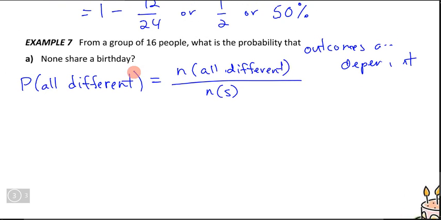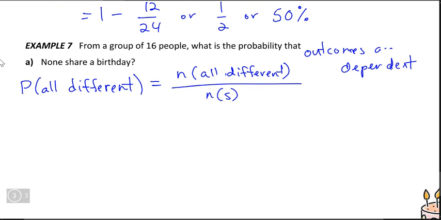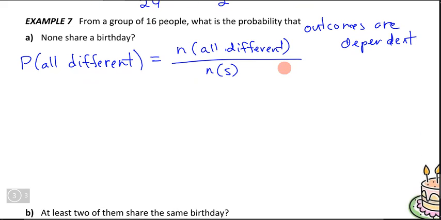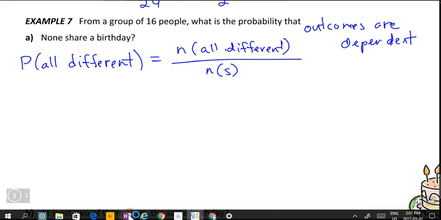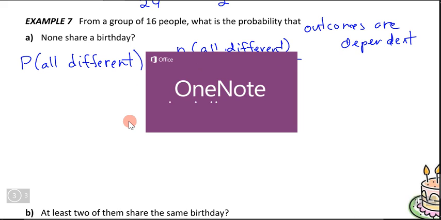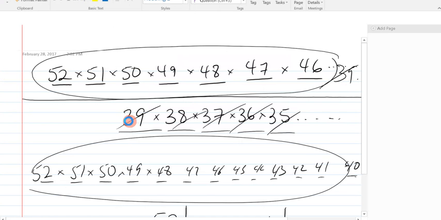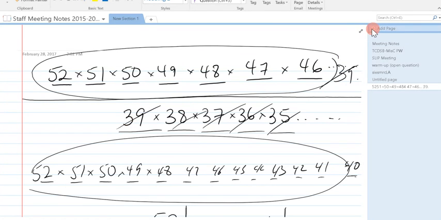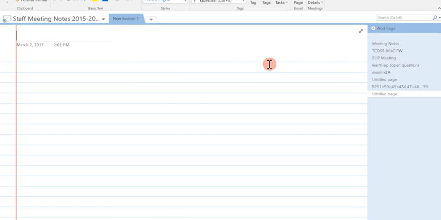I don't know why my writing is not working. Okay, let me just save that there. All right, so there we go. So what is the number of ways that they can all be different? Well, to do that, I'm just going to open up a OneNote file here, and let's go down to a new page. Here we go. So let's just look at counting it individually.